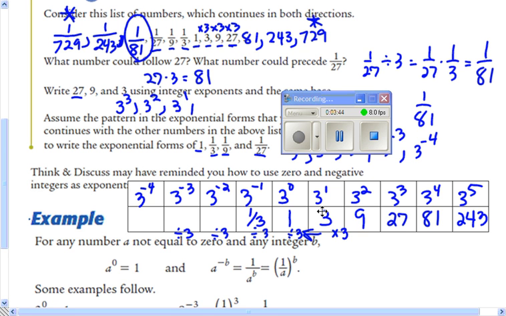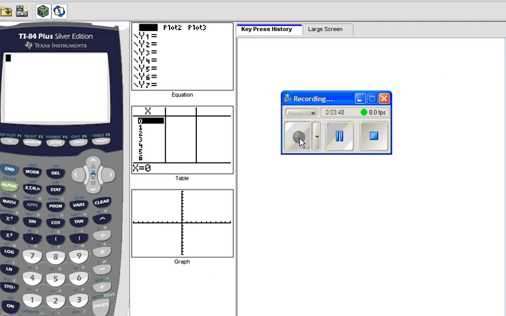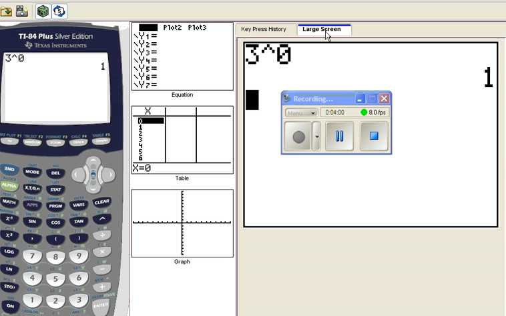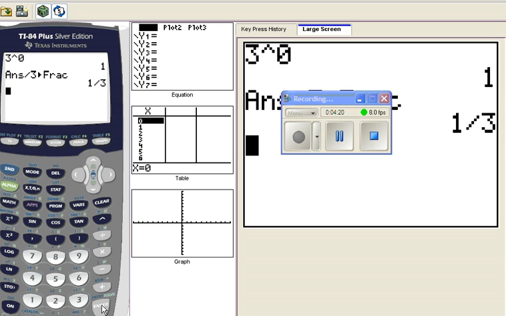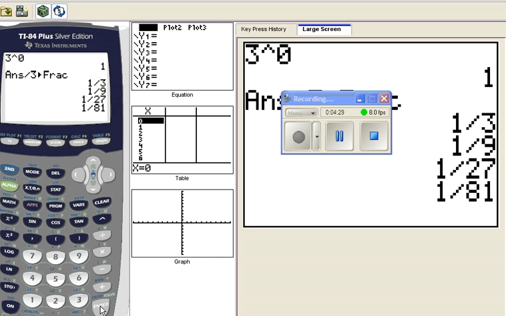At this point, I think I'll use my calculator to demonstrate what I'm doing. So I was at 3 to the 0 power, which I hope you're starting to realize now would be 1. 3 to the 0 is 1. And if I want 3 to the negative first, that means I'm going back one step. So that means I need to divide by 3. And I want to turn my answer into a fraction, so I'm going to press my math button, and fraction and enter. And so now I'm at 1/3. If I divide that by 3 again, I get 1/9. Divide that by 3 again, I get 1/27, and so on.